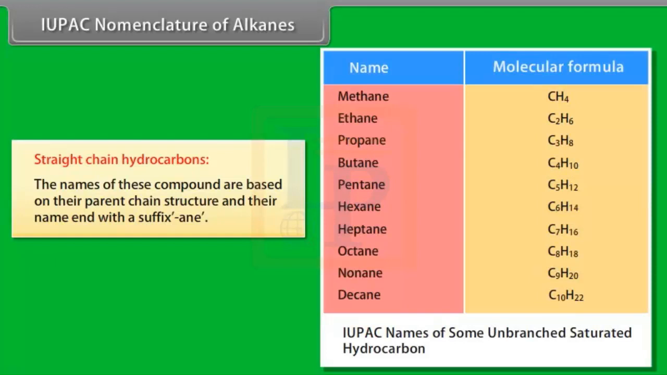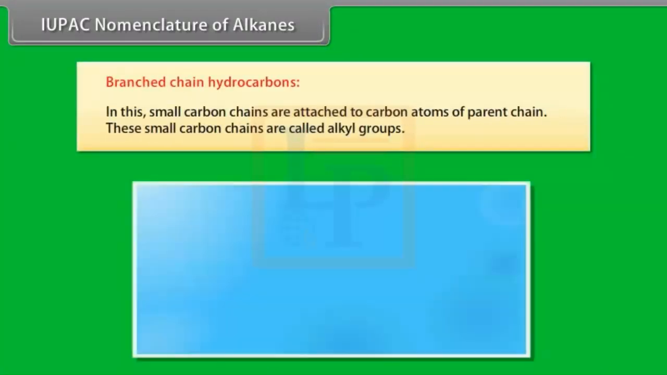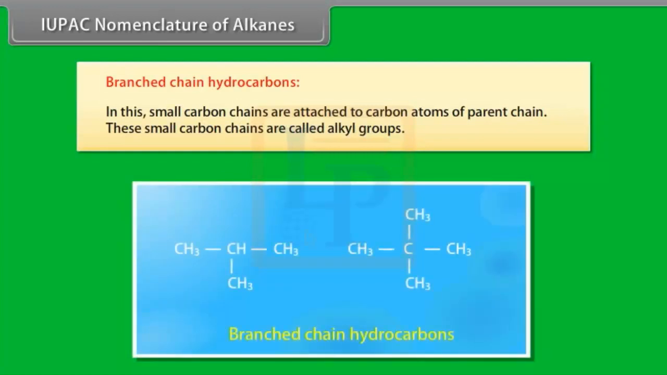IUPAC nomenclature of alkanes. Straight chain hydrocarbons. The names of these compounds are based on their parent chain structure and their name ends with the suffix ANE. Branched chain hydrocarbons. In this, small carbon chains are attached to carbon atoms of the parent chain. These small carbon chains are called alkyl groups.